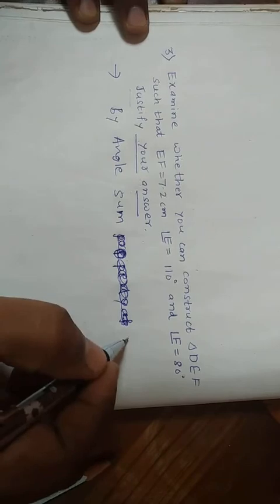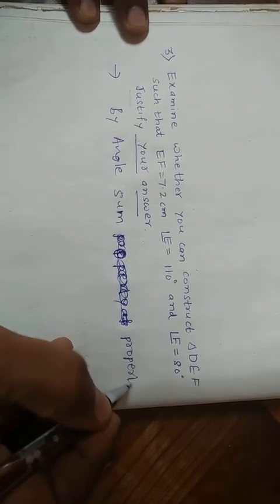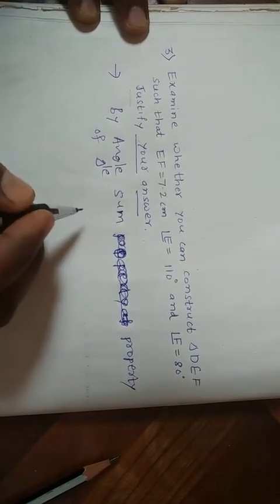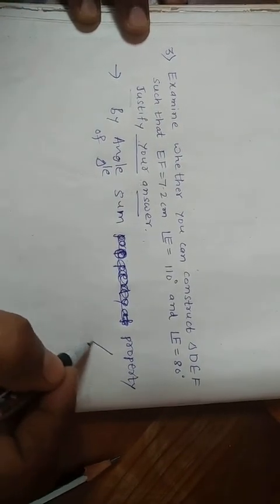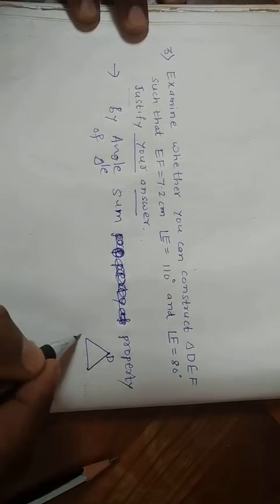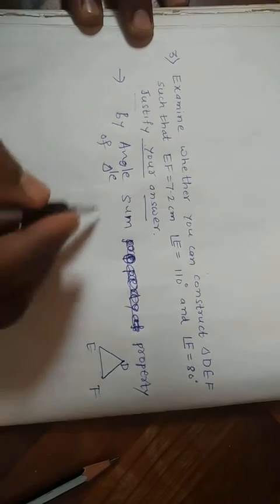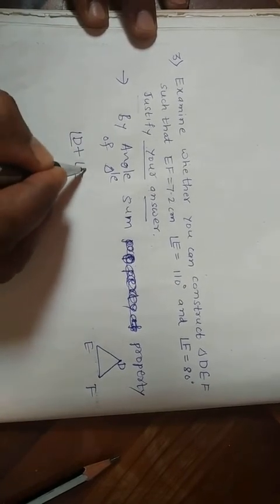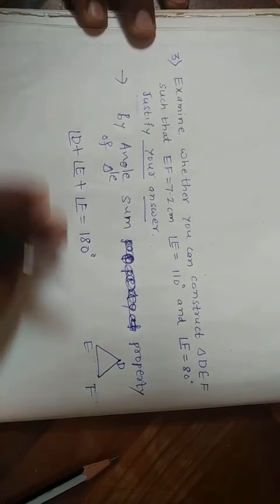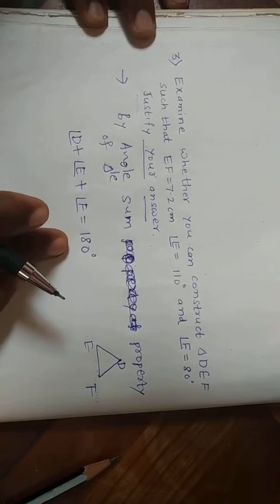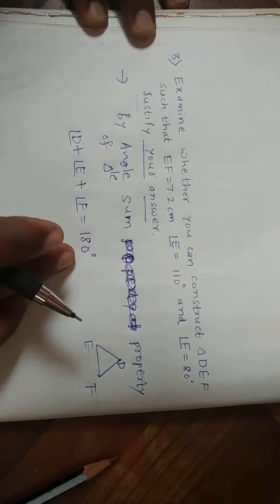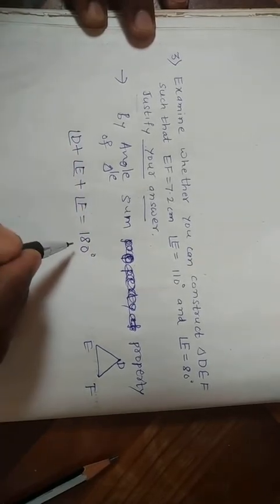By the angle sum property of a triangle. Consider a triangle DEF. Angle D plus angle E plus angle F is equal to 180 degrees. So this is the angle sum property of a triangle. What it tells is that the sum of all the angles of a triangle is 180 degrees.